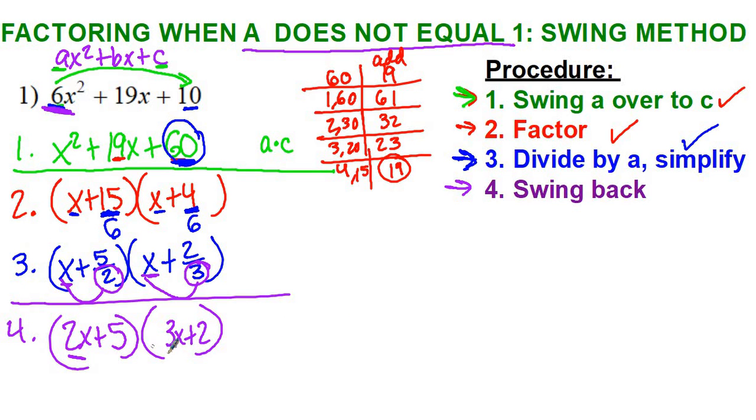Let's check it now. If we FOIL it, 2x times 3x, that does equal 6x squared. And you could check the rest as well, but it will work. So this right here is our final answer: 2x plus 5 times 3x plus 2, and that is called using the swing method.